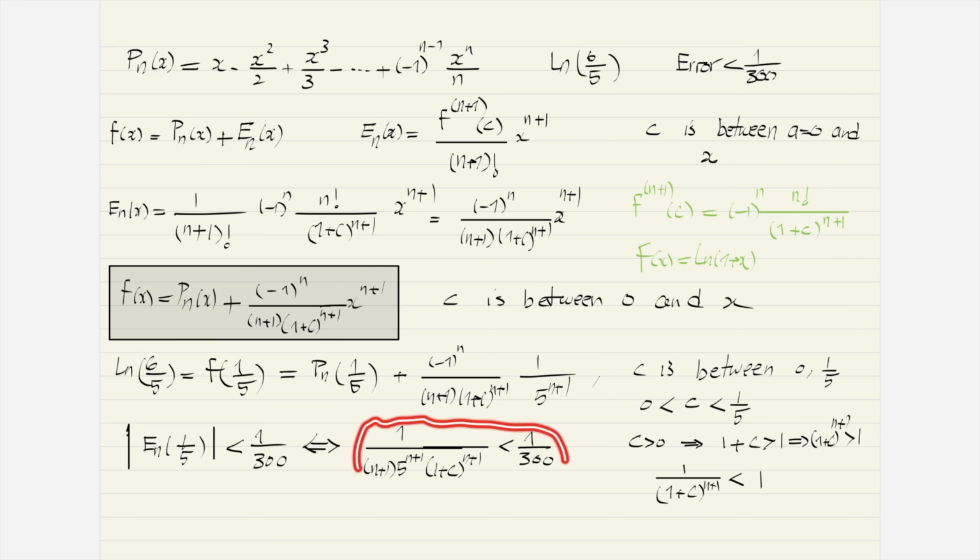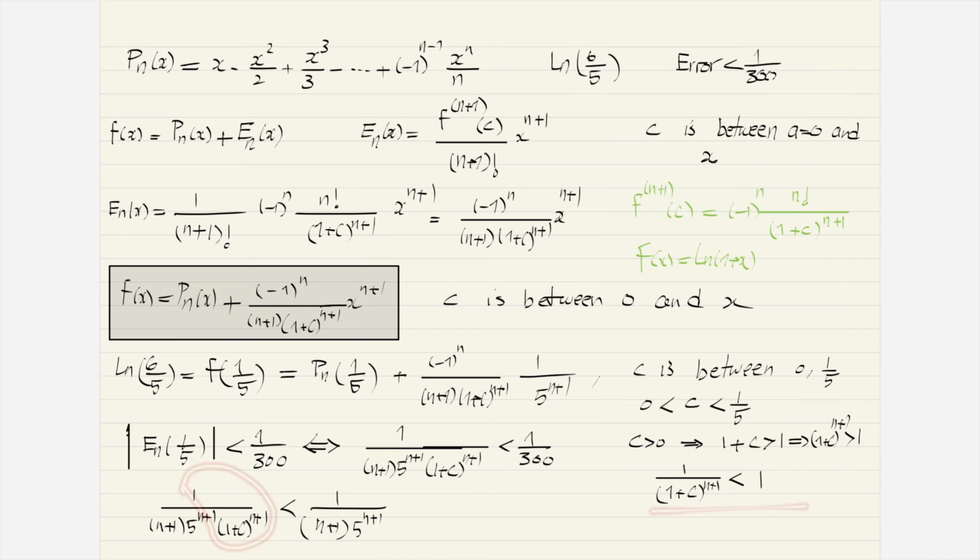So what does it mean? My goal is to make this right. I know that 1 over (n plus 1) times 5 to the power n plus 1, multiplied by 1 over (1 plus c) to the power of n plus 1, is guaranteed to be less than 1 over (n plus 1) times 5 to the power n plus 1. Why is that? Because this part is less than 1. So if this part is less than 1, the whole combination will be less than this.